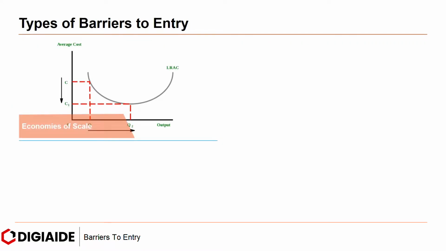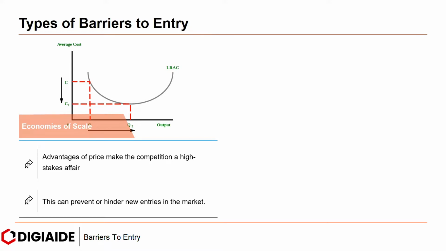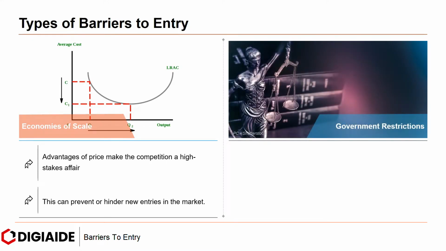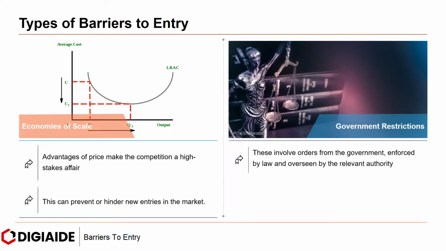Next, the aspect of economies of scale. Advantages of price make the competition a high-stakes affair. This can prevent or hinder new entries in the market. Next in line are government restrictions. These involve orders from the government enforced by law and overseen by the relevant authority. It curtails the actions of those overseen by the authority.